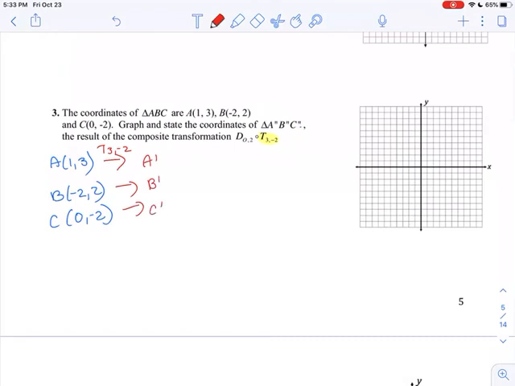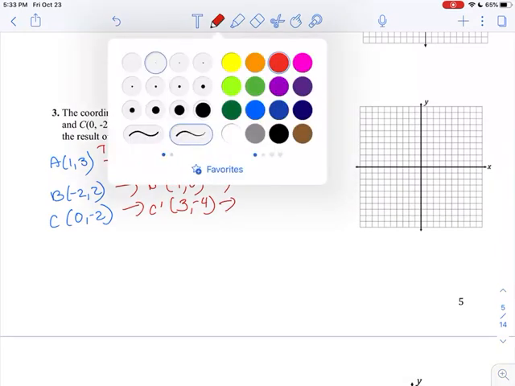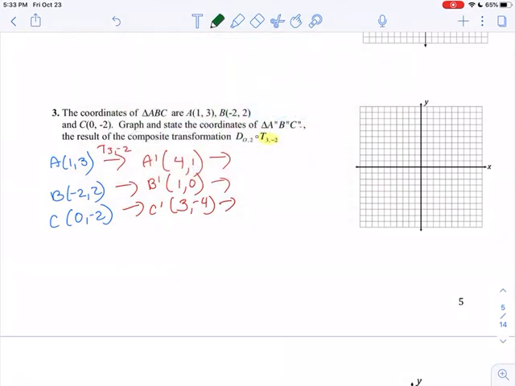Okay, so first I'm going to do my translation of 3, -2. Translation is easy in that you're just adding. You don't have to remember any rules. So 1 plus 3 is 4. 3 plus -2 is 1. -2 plus 3 is 1. 2 plus -2 is 0. And 0 plus 3 is 3. -2 plus -2 is -4.